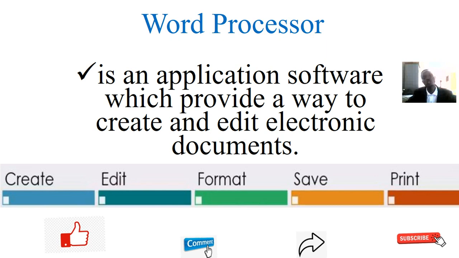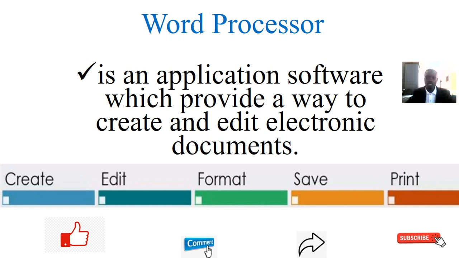I have tried by all means to zoom in or maximize the font size so that everybody is capable of seeing what is on the slide. So this is the definition, which reads: a word processor is an application software which provides a way to create and edit electronic documents. These are the capabilities of a word processor. Whatever the version, whatever the type, whoever developed it, it must be able to create, edit, format, save, and print textual electronic documents. That's the purpose of a word processor.